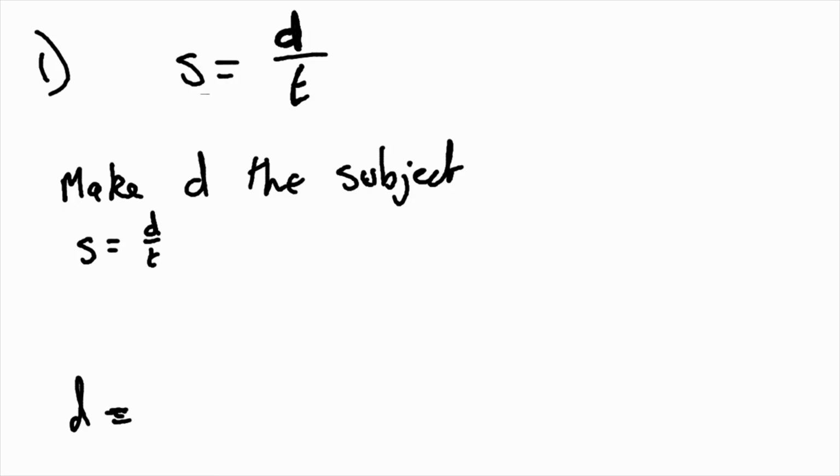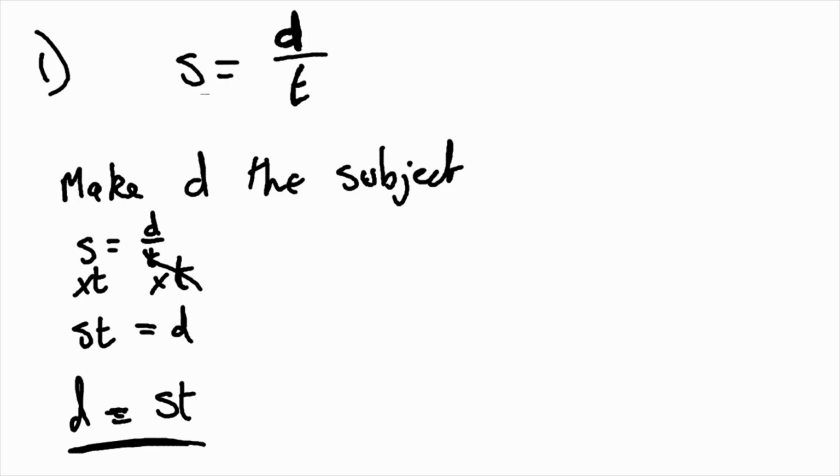Well, as we did with solving equations, we do the opposite. So we've got d divided by t, so the opposite of dividing by t is timesing by t. And what you do to one side, you do to the other. So on the left-hand side, we've got s multiplied by t, so we're just going to write that as st. And on the right, the t's cancel, so it leaves us with just d. We can write this the other way around, so d equals st, and we've got d as the subject of our formula. We can work out what d is when we know s and t.